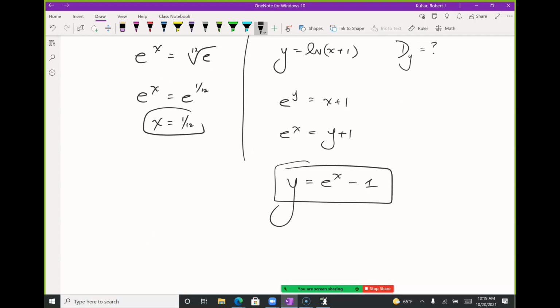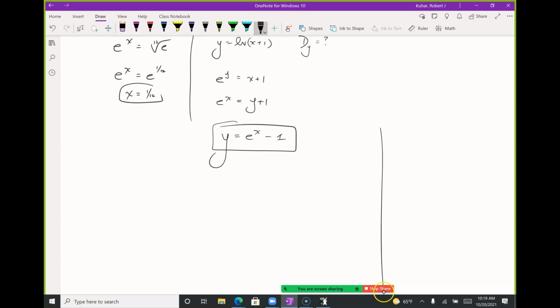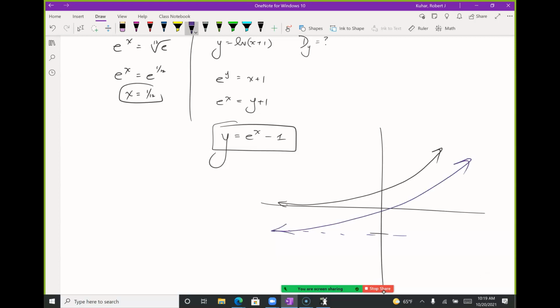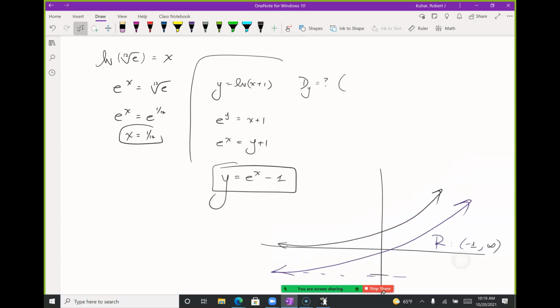Okay. Now look at the graph of the inverse function. Well, I knew my horizontal asymptote was 0, but now it's switched to 1. I'm sorry, minus 1, right? It's moved down, right? And what is this range? This range goes from minus 1 to infinity, which means my domain is minus 1 to infinity.